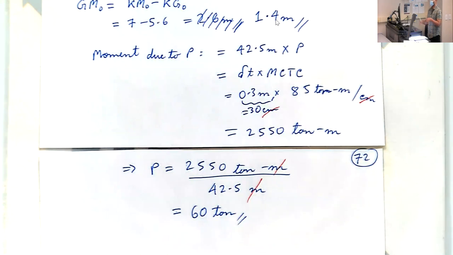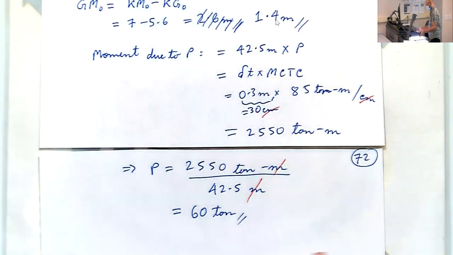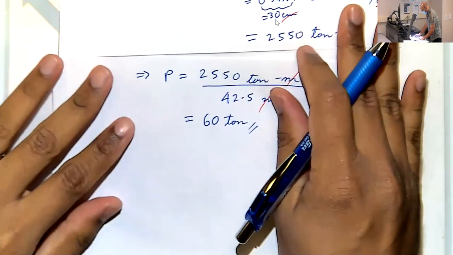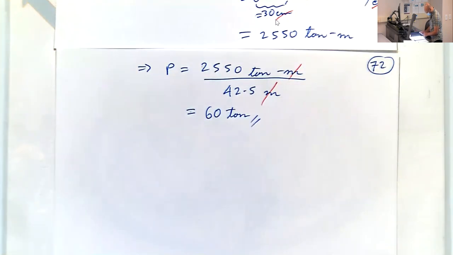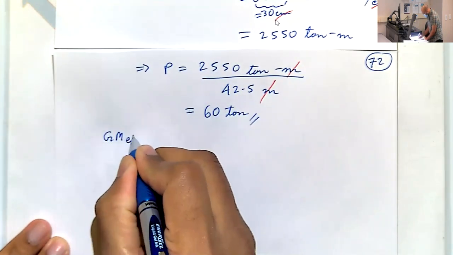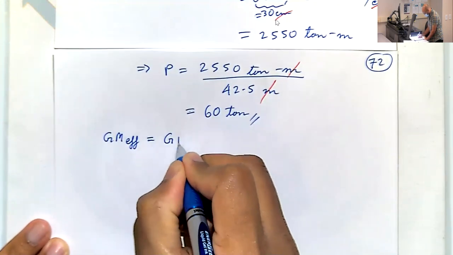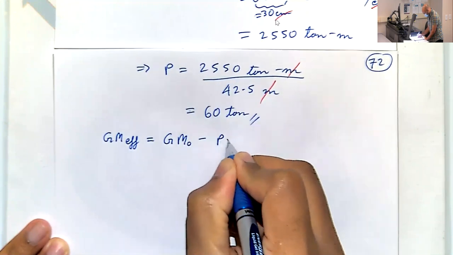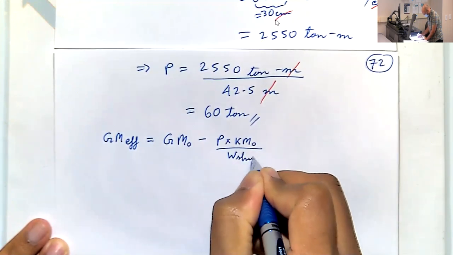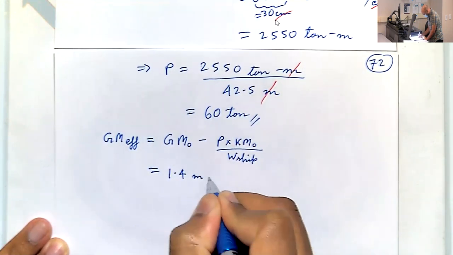Yeah, we find the new GM, how much we lose in GM by using our formulas. Now you can plug in formulas, okay? So let's see. GM effective will be initial GM minus P times KM0 divided by WC. Initial GM we computed 1.4 meter.